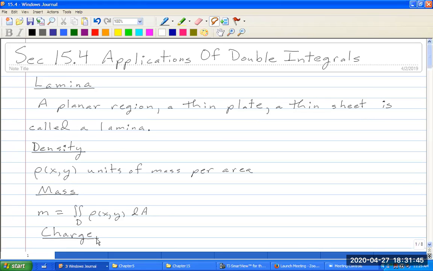Applications of double integrals. Let me give you some terminology. Lamina: a planar region, let's call it a very thin plate or a thin sheet, is called a lamina.